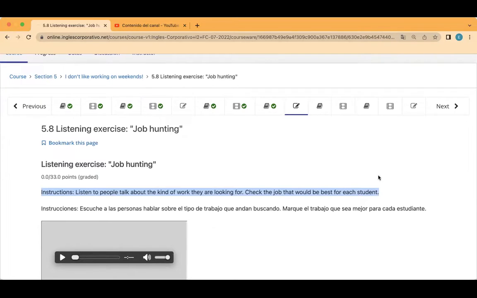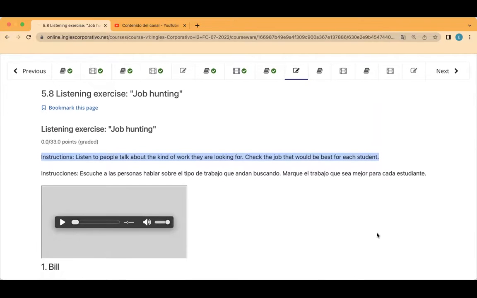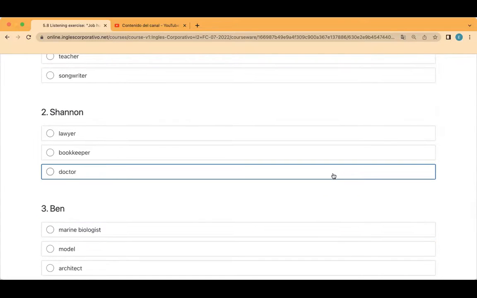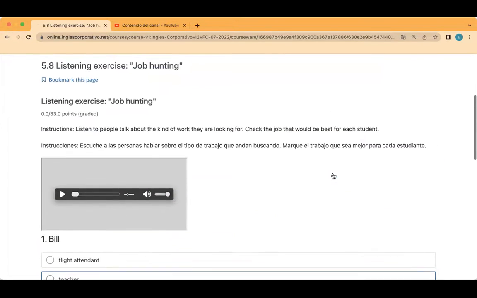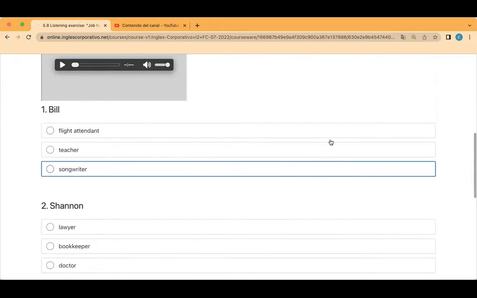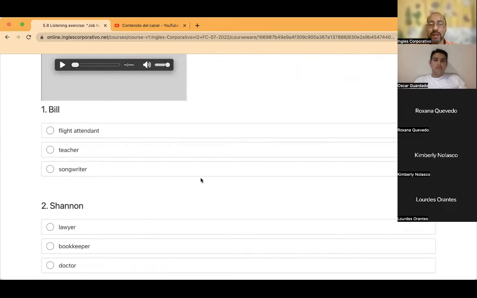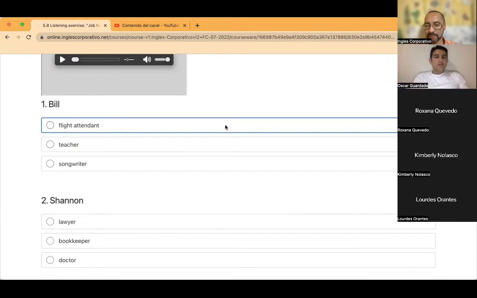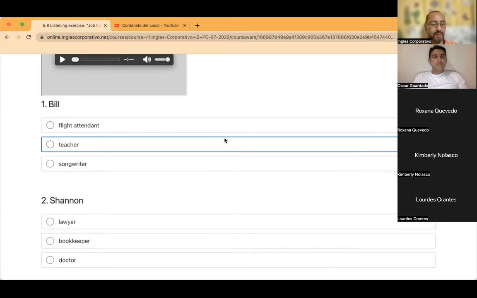Yeah, for sure. Instructions: listen to people talk about the kind of work they are looking for. Check the job that will be best for each student. Good. So we're going to listen to three people, Ben, Shannon, and Bill. And which job is the best for each person? Okay. So for example here, Kimberly, can you read the jobs for Bill? The three options? Yes, please. A flight attendant, teacher, and songwriter.